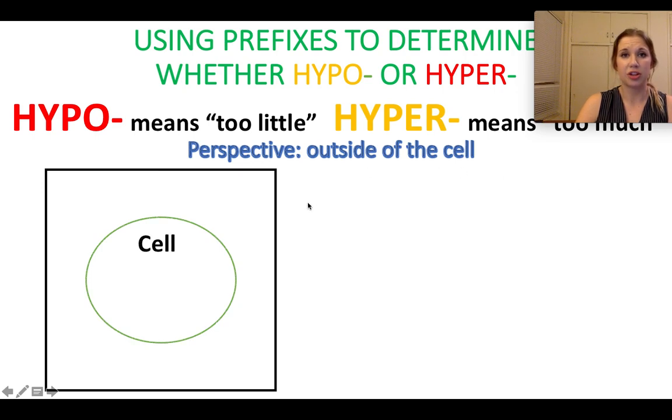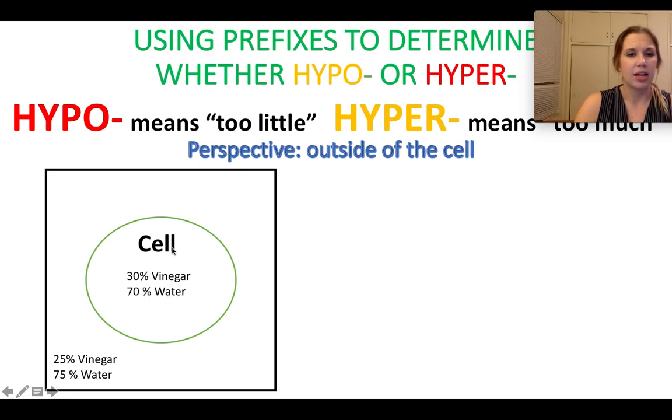So if instead of actually drawing the solutes, I put some percentages here, the first thing to do is to always cross out these percentages of water. So we have a cell here where 30% of it is vinegar and 70% of it is water. And on the outside, this solution is made up of 75% water and 25% vinegar.